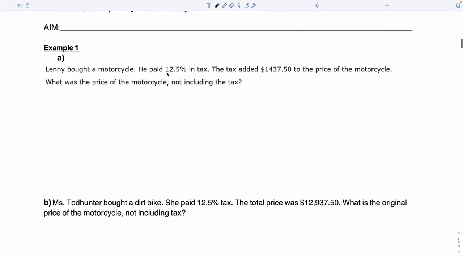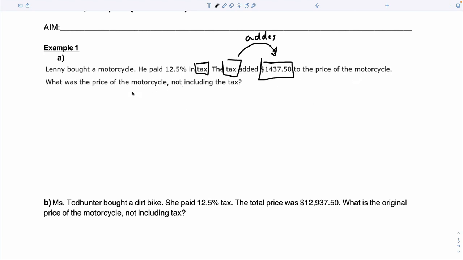If Lenny bought a motorcycle and he paid 12.5% in tax, box the tax. Box tax, row 2, I need 1 pencil. Box tax. The tax added $1,437.50 to the price of the motorcycle. This is not the total. This is not the original.